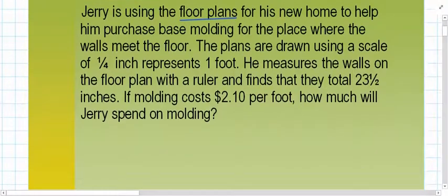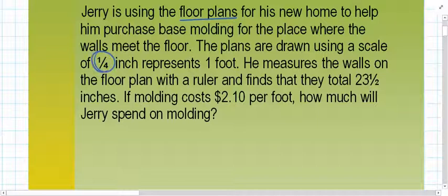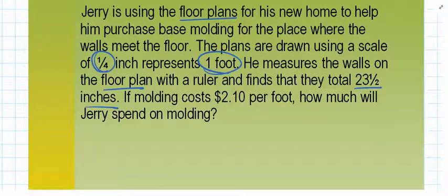Example number 1. Jerry is using the floor plans for his new home to help purchase base molding for the place where the wall meets the floor. The plans are drawn using a scale of 1/4 inch represents 1 foot. He measures the walls on the floor plan with a ruler and finds that they total 23.5 inches. So that's important.